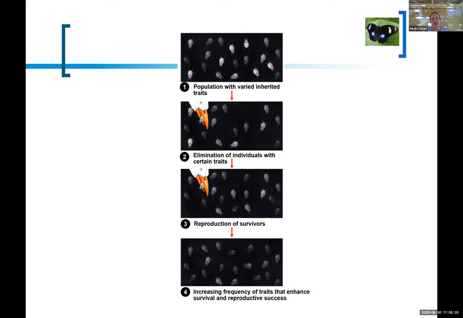Well, maybe the lighter-colored ones would have an advantage over the dark-colored ones, and the dark-colored ones would be easier for the birds to find. So the dark-colored ones would disappear, and the light-colored ones would become more abundant, okay? So this is showing you what natural selection is in a very simplistic kind of way. One thing I want you to realize about this is that regional issue, right? Of what's best or what's better depends on where you live and when you're living there, right?